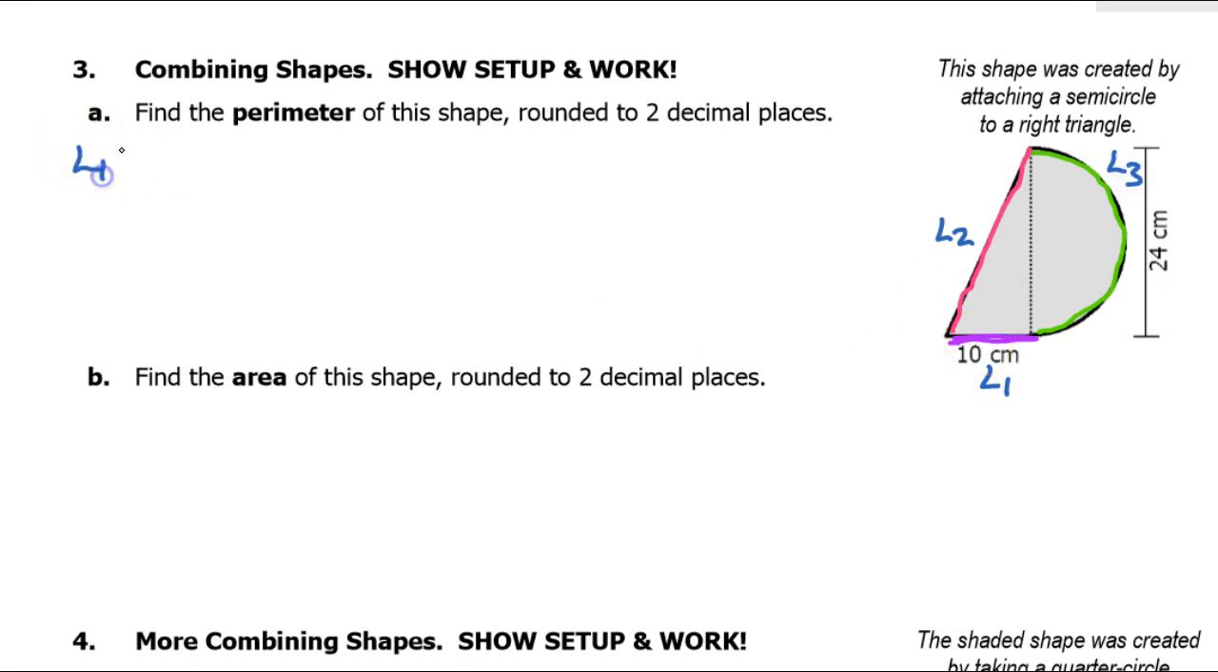Length 1 is the one that's just straight given to us. That's 10. Length 2 takes a little bit more work. All we really have to do is the Pythagorean Theorem, though. To find this hypotenuse of this right triangle, we've got the horizontal distance of 10. The vertical distance is 24. So using the Pythagorean Theorem, that's just going to be the square root of 10 squared plus 24 squared.